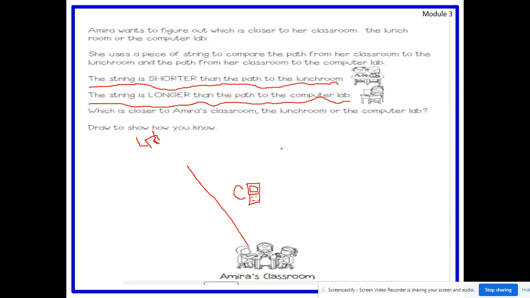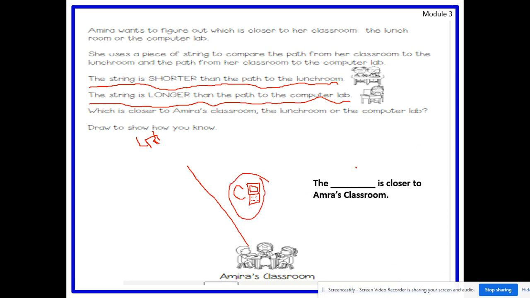And then finally, we're going to compare objects. We're going to read the question and it says, which is closer to Amira's classroom, the lunchroom or the computer lab? We'll look at your drawing. Which one's closer? Get ready. Yes, the computer lab. So you would circle the C for computer lab.